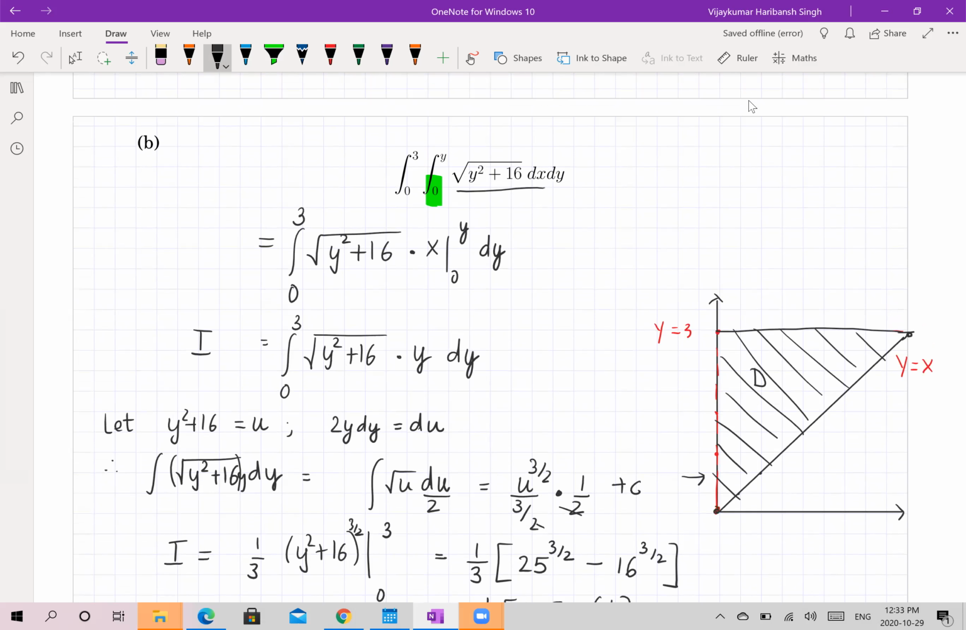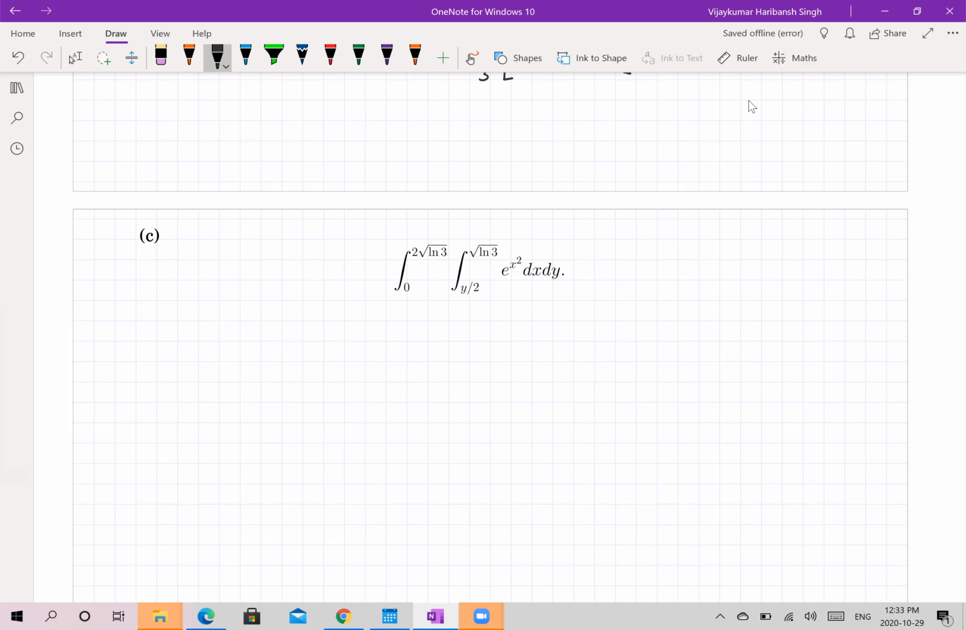Now let's look at the following integral. So we have y from 0 to 2 square root of ln 3, x going from y by 2 to square root of ln 3, and dy is changing from 0 to this. So let's first draw this region.